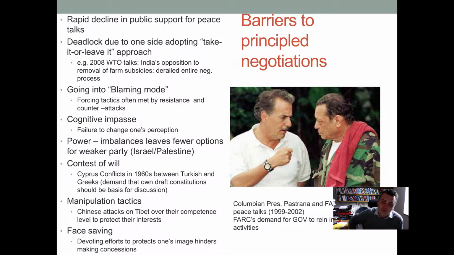Power imbalances. If one party is in a more powerful position and continues to abuse that, draw on these assets. Contest of will, manipulation tactics, and face saving. To save your face is important in diplomacy as it is in high school. You don't want to lose face, and quite often, in order to protect your image, it really makes it difficult to come up with concessions. Looking back at 1999-2002, the Colombian president negotiated with the FARC. The FARC demanded that the government rein in paramilitary activities, which the government did not do, so negotiations ultimately failed, despite both parties initially entering it in good faith.